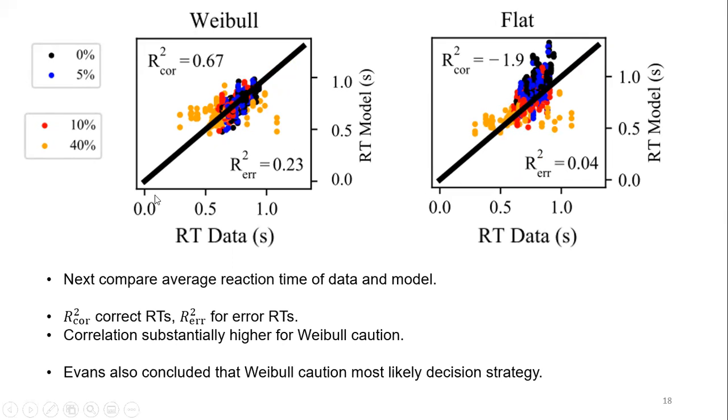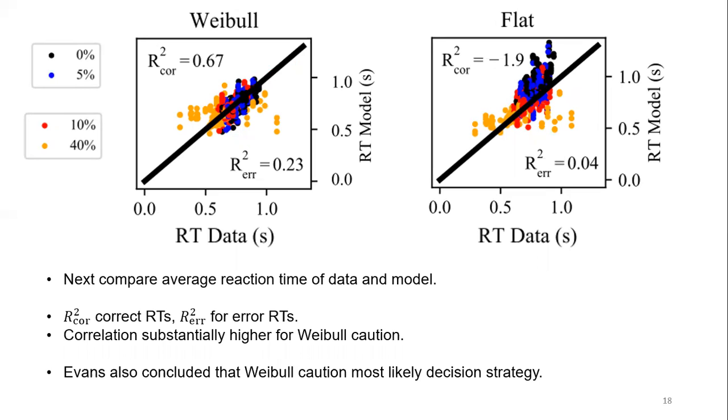So like before, we're displaying on the horizontal axis the reaction time data for the actual data set, and on the vertical axis, the average reaction time for the model. Again, doing this for both the Weibull and flat cases with the same color for the different coherences we're displaying. We also display 2 different R-squared values on this set: R-squared core, which corresponds to the correlation coefficient for correct responses, and R-squared error, which gives you the correlation coefficient for error RTs.